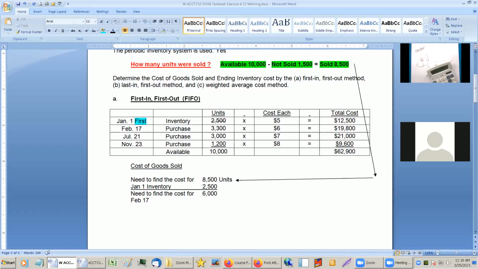As a purchase, that's going to be the same thing as inventory. I'll put in purchase, so it looks the same, but this is the same thing as inventory. These purchases are purchases of inventory. Okay, so we purchased 3,300.